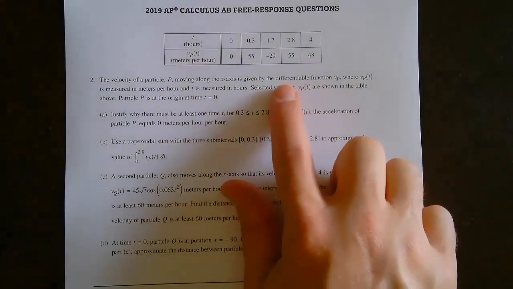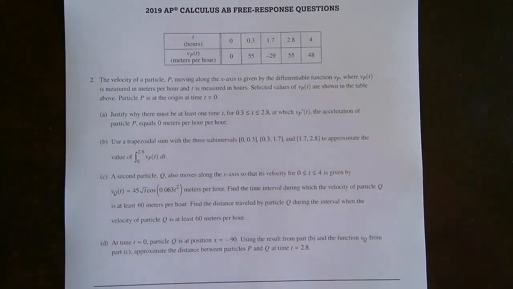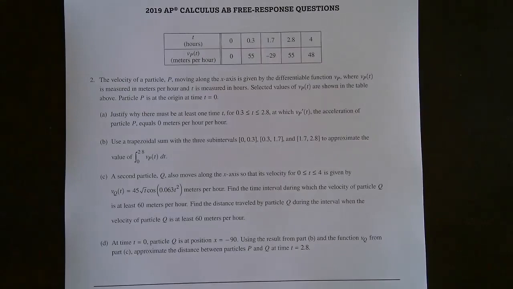If they ever tell you it's differentiable, that automatically means for it to be differentiable, it also has to be continuous. And then the units are meters per hour for the velocity. And they're using this subscript. A lot of times when they use subscripts for velocity and position and stuff like that, they're going to talk about two different particles somewhere, and you're going to use those subscripts to make the distinction between the two velocities, or accelerations or positions.